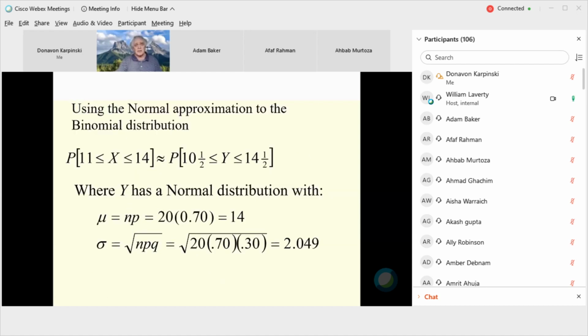Now, where this becomes very useful: here we had n equal to 20. If you had n equal to 2000, and these values were 110 to 140, you'd have to compute the exact value for 110, 111, up to 140. It'd be a lot of work. The normal approximation becomes a lot less work, and it is almost as accurate as the exact value.